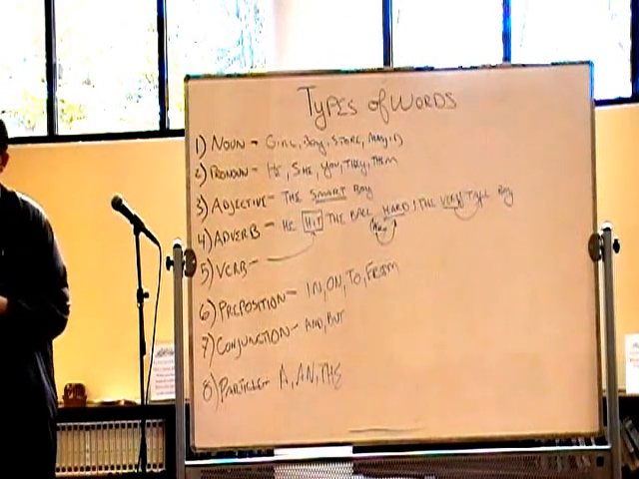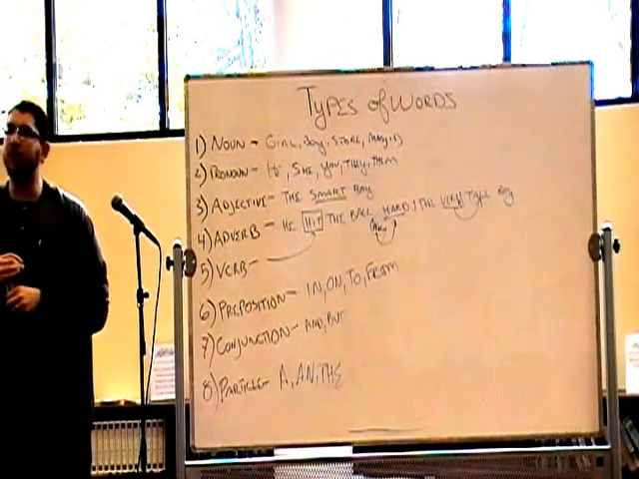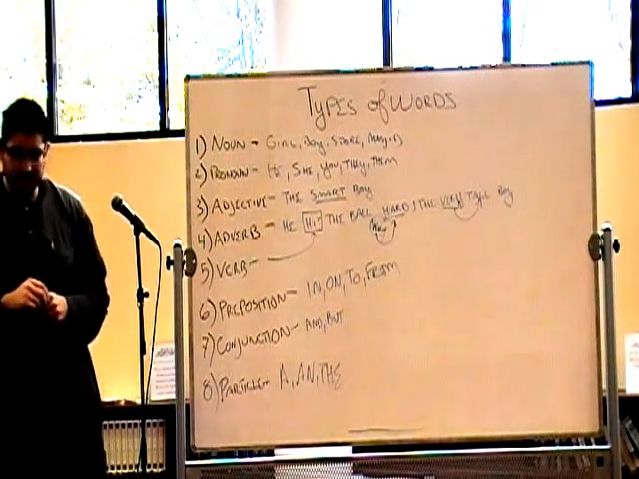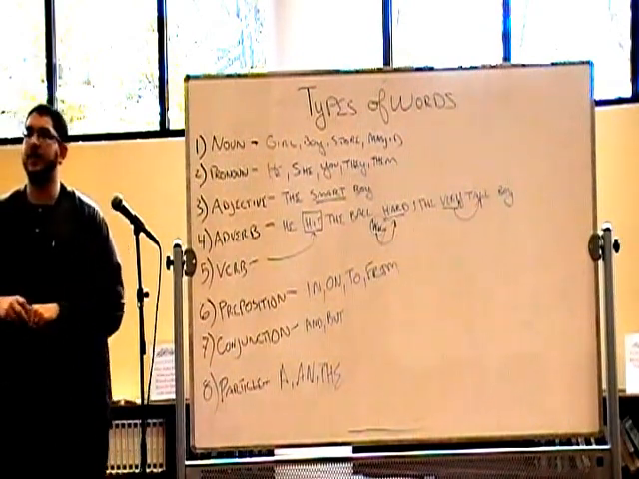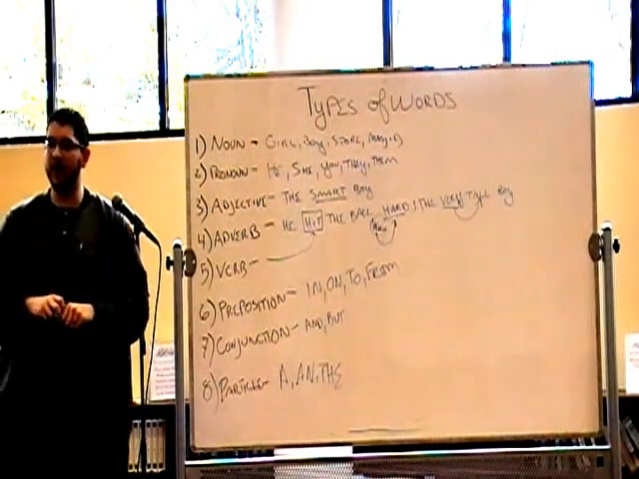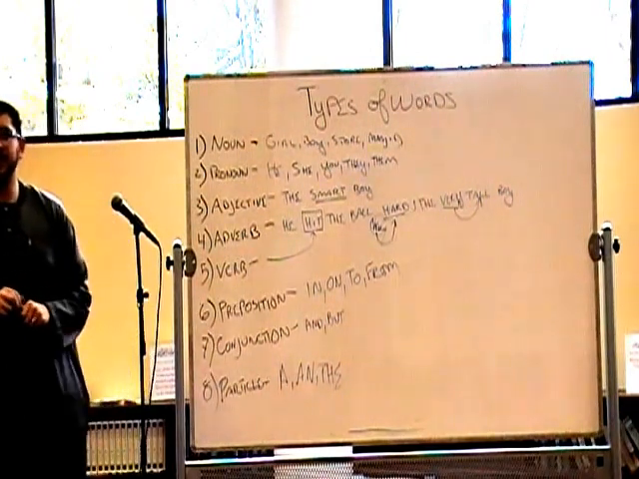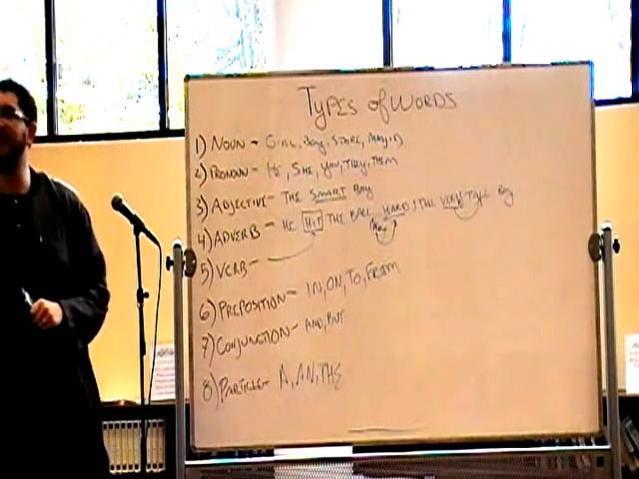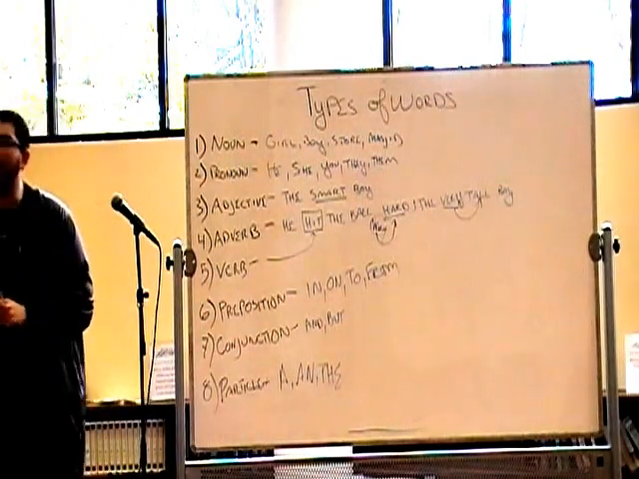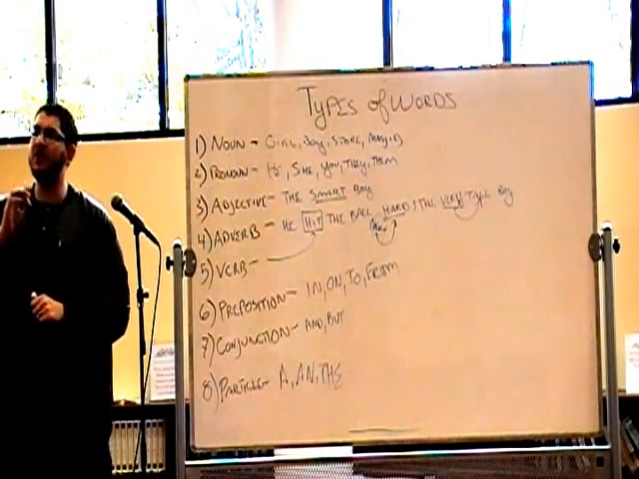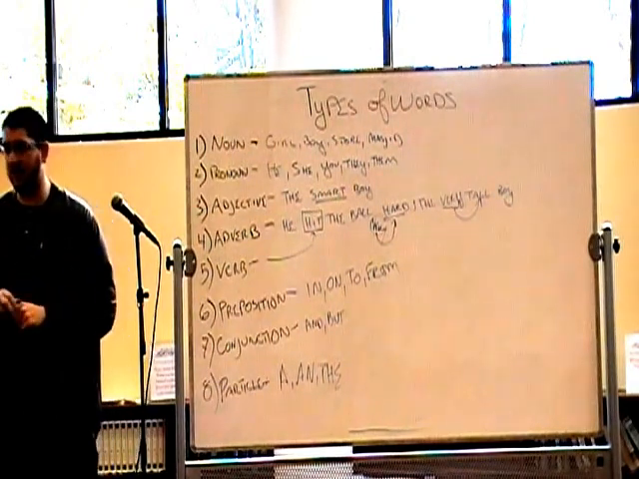In the Arabic language, however, there are only three types of words. Every single word in the Arabic language is either one of three. Does anyone know what those three are? Go ahead. Anyone else? Ism, fi'l, excellent. Ism, fi'l, or harf. Every single word in the Arabic language is either one of these three.